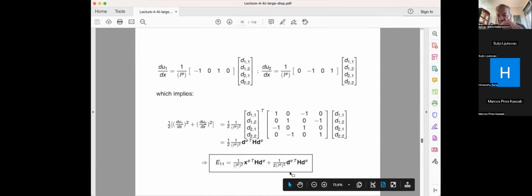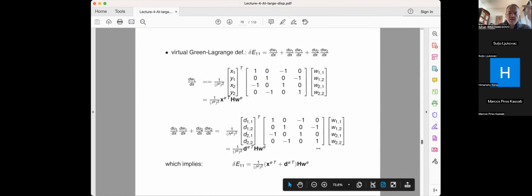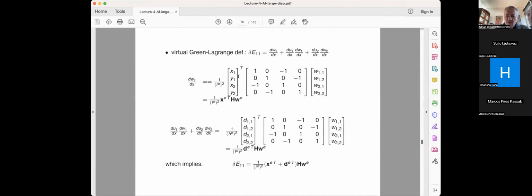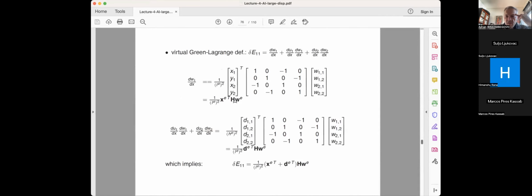You can see this is a quadratic function of the nodal values of the displacement. Then I multiply this by, of course, Young's modulus to get the stress. I will need also the virtual strain, so it can be obtained by this interpolation. So the first term will be x transpose H w_E, the same as this one, only w is replacing d.